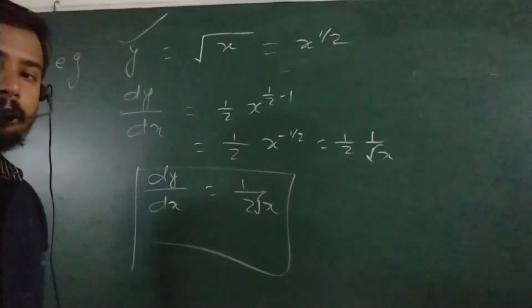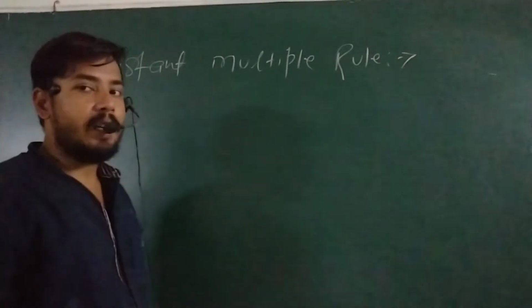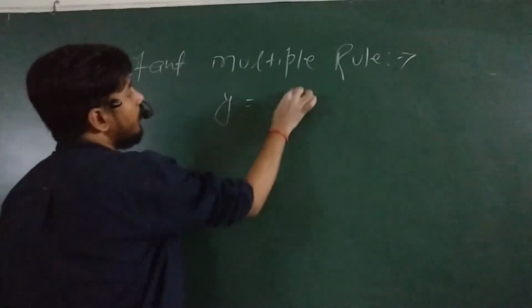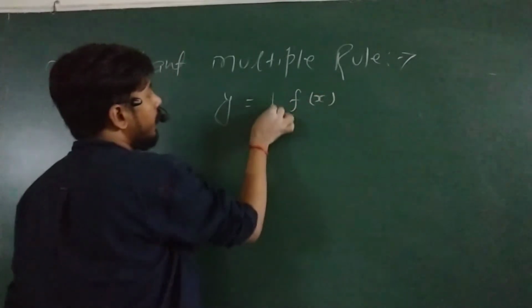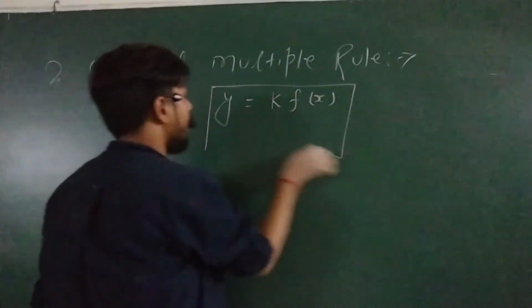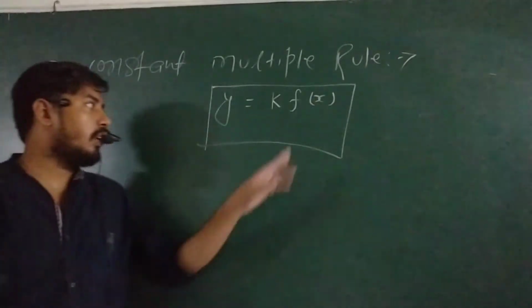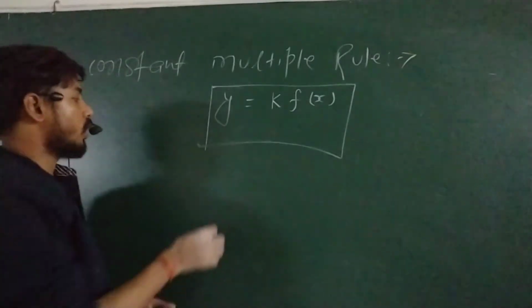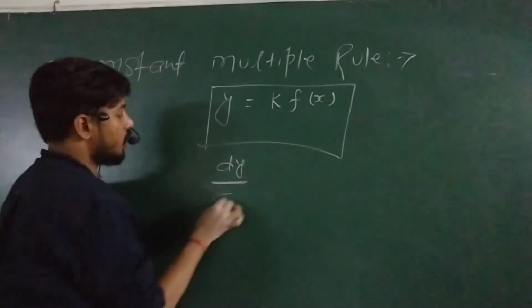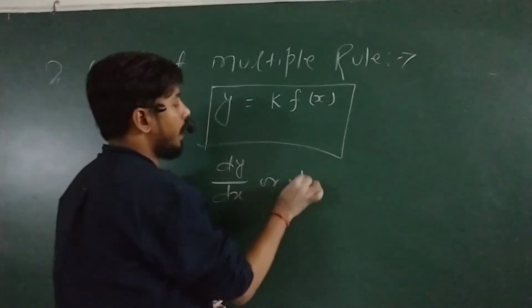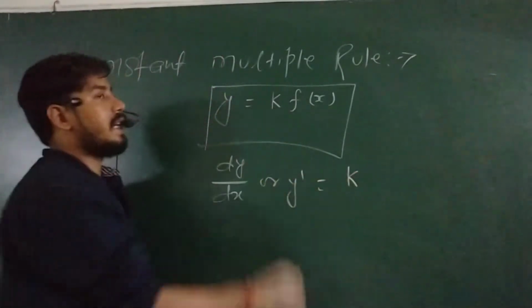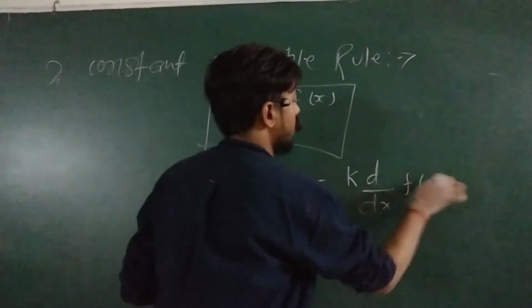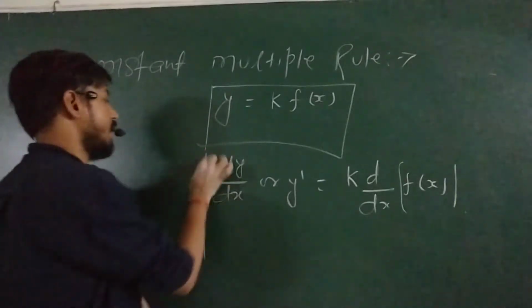So see the next, the constant multiple rule. Suppose that y is a function of x, but it is multiplied with some constant. In this case, the differentiation, dy by dx, or simply you can say y prime, will be k times, constant taken outside, and you have to differentiate only f of x. This will be your answer.